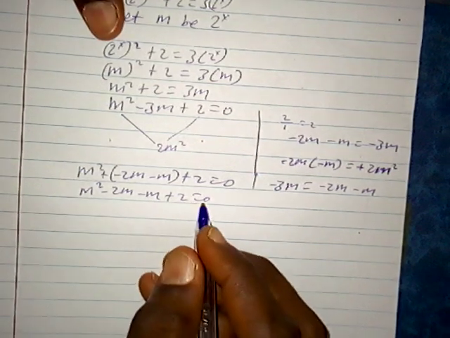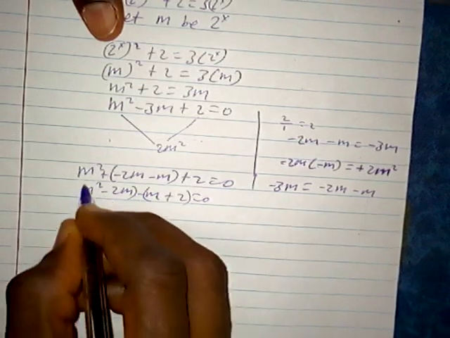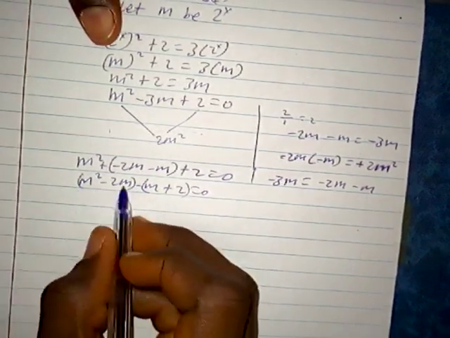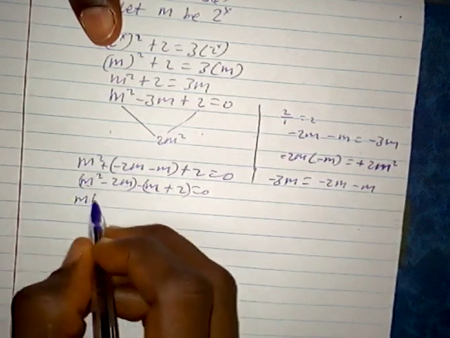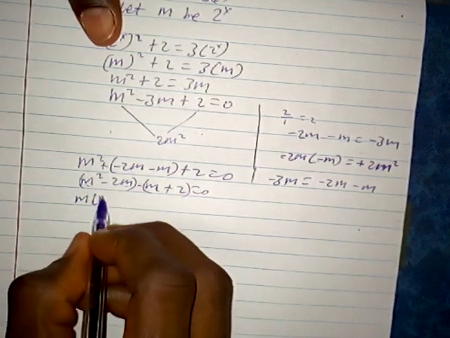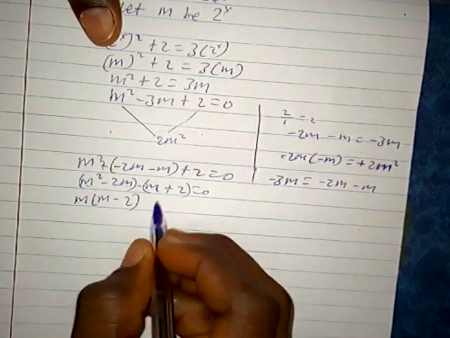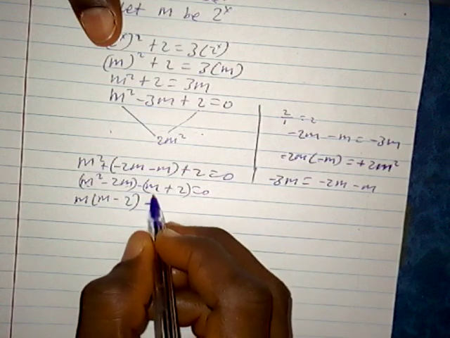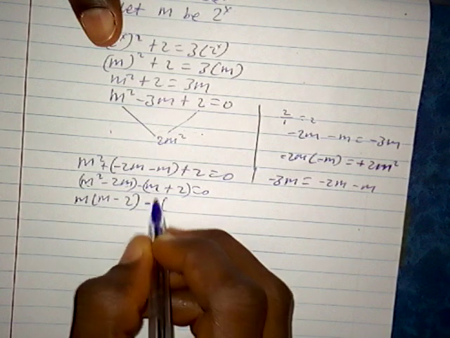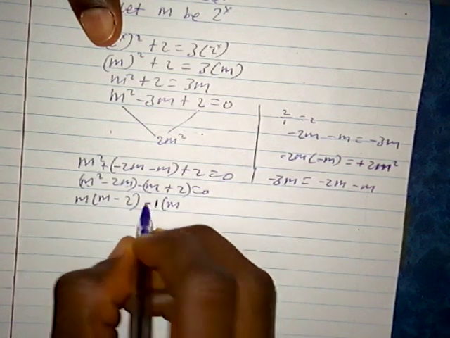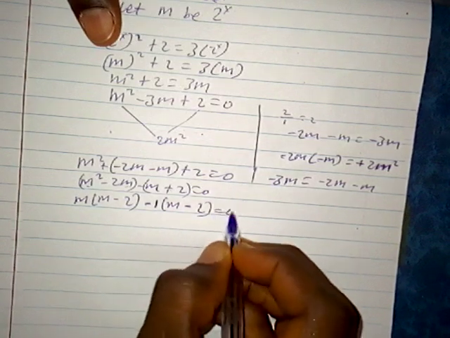What are we going to do? The next step, we group them. This is what we call grouping. Now find the common factor in each bracket. M is here, so m is a common factor. M times m squared is m squared, m times 2m is 2m, so we have m minus 2. Here, the common factor is 1. 1 times m is m. Minus times plus is minus. 1 times 2 is 2, equals 0.